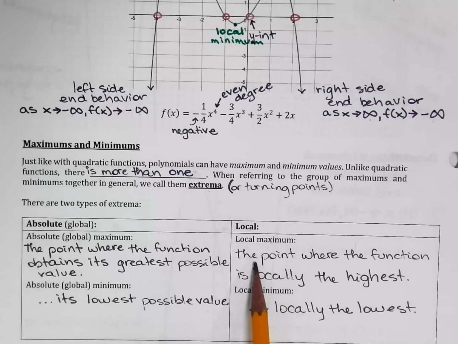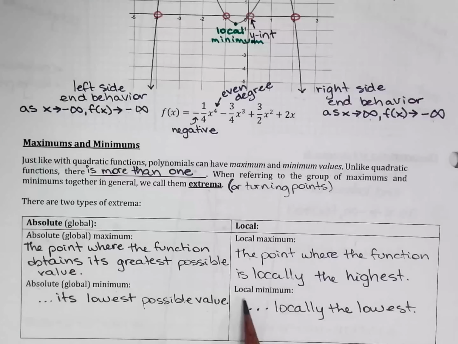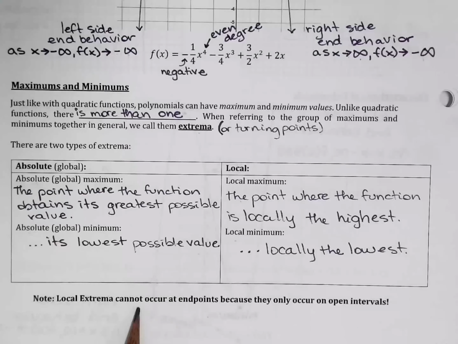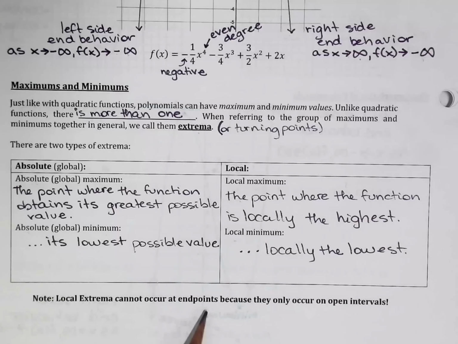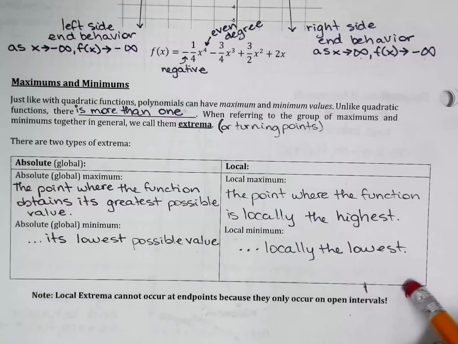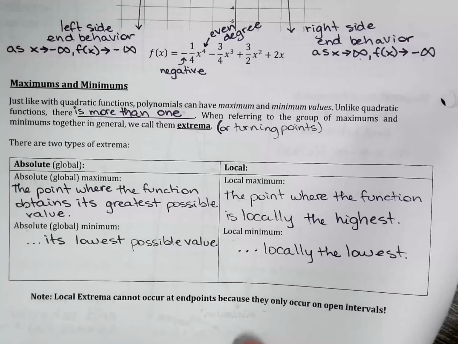Now, the local maximum is the point where the function is locally the highest. It is the highest at that point, but it's not the absolute maximum. This is the absolute maximum. And the local minimum, same idea, it's locally the lowest point. So local extrema cannot occur at endpoints because they can only occur in open intervals. Okay? Cannot. And there's a question on the college homework about this.